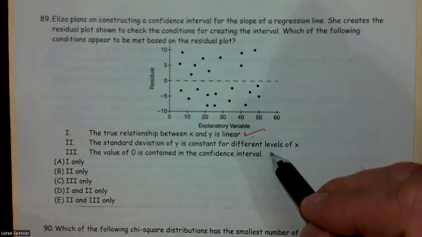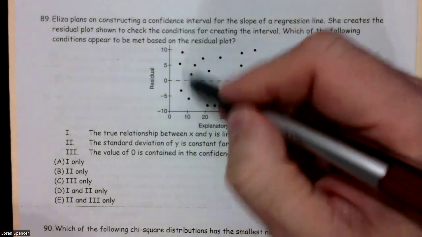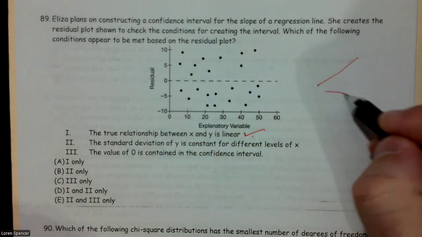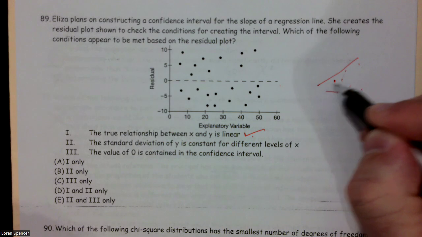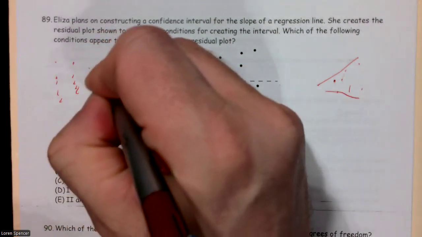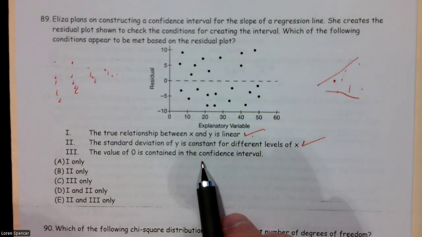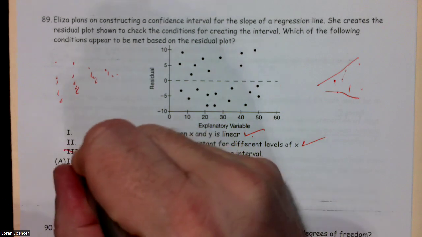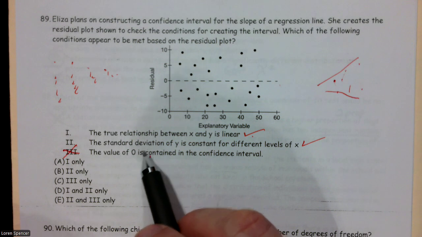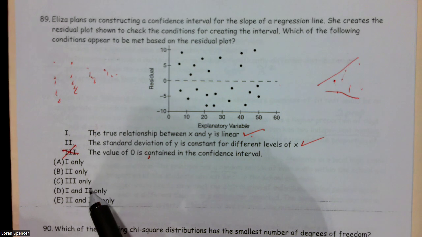The standard deviation of y is constant for different values of x. Yes, it looks like that because there's no variation. We don't have it spreading out like this. Our dots aren't starting off close and getting far, or starting off far and getting close. So it looks like that's met. The value zero is contained in the confidence interval. That is not a condition. So our best answer for this is D, which is 1 and 2.